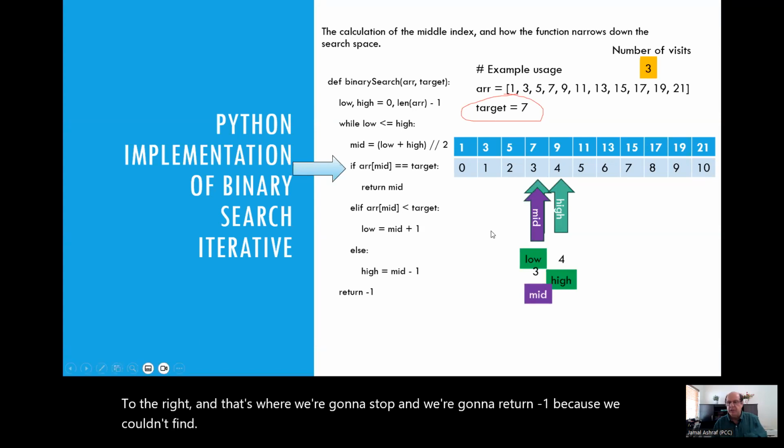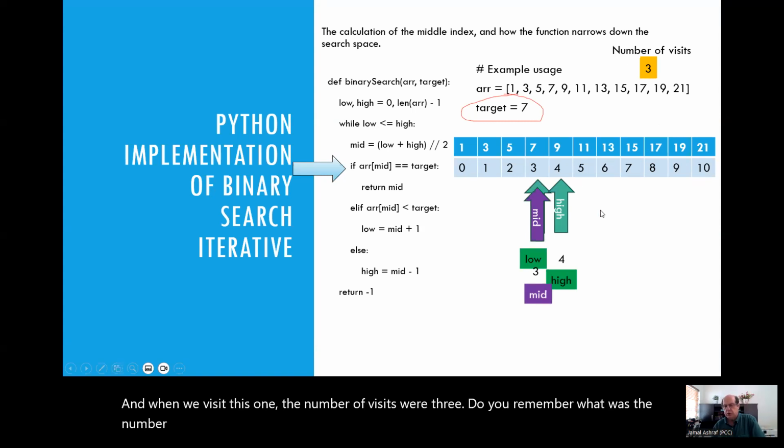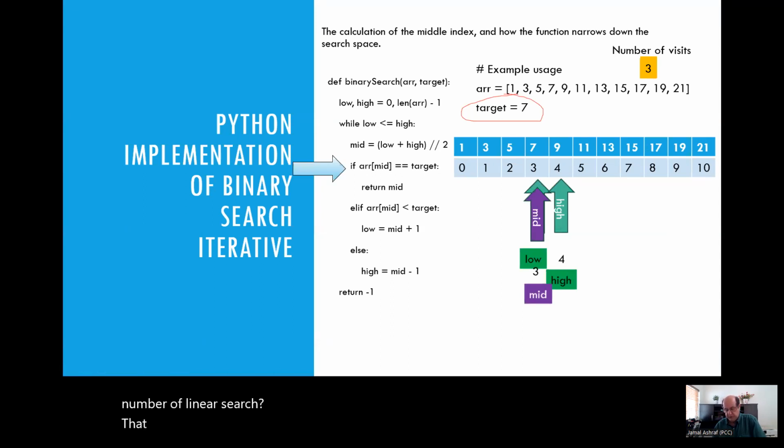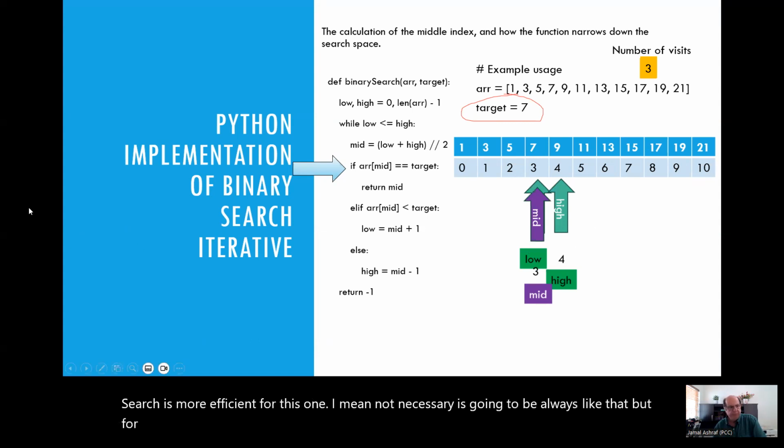And when we visit this one, the number of visits was 3. Do you remember what was the number for linear search? That was 4. So even with the small list, the binary search is more efficient for this one. I mean, it's not necessarily always going to be like that, but for this one it is going to be good.